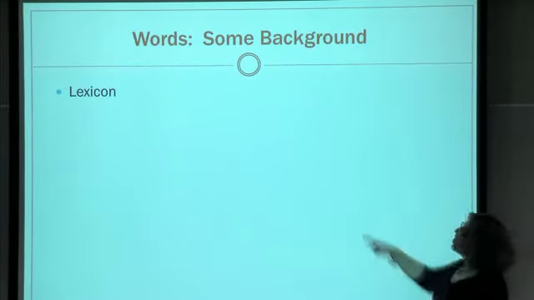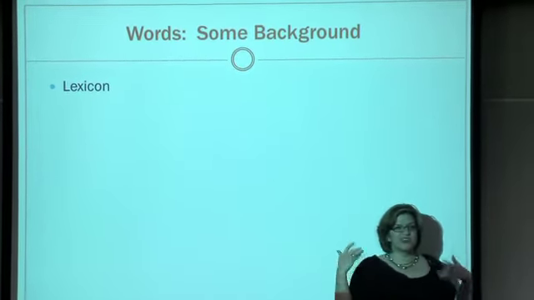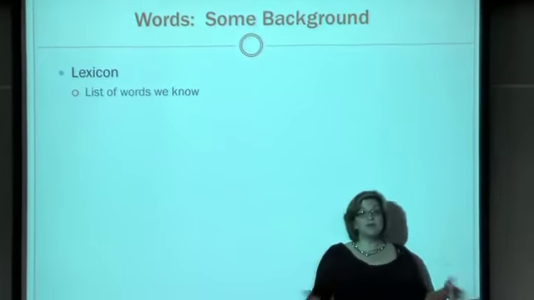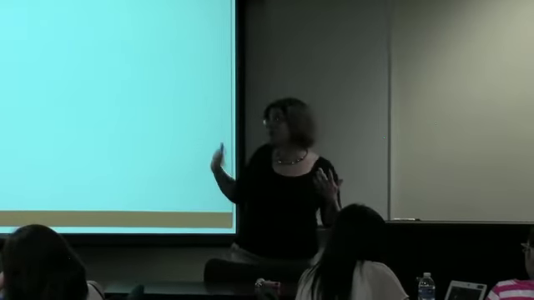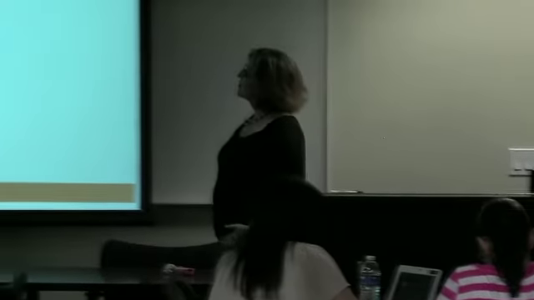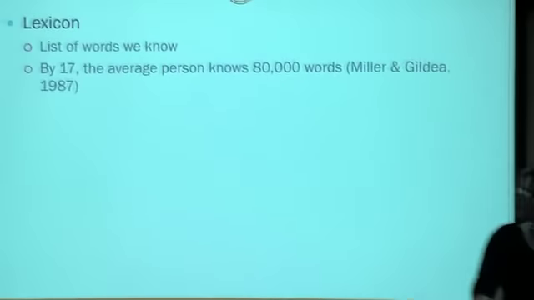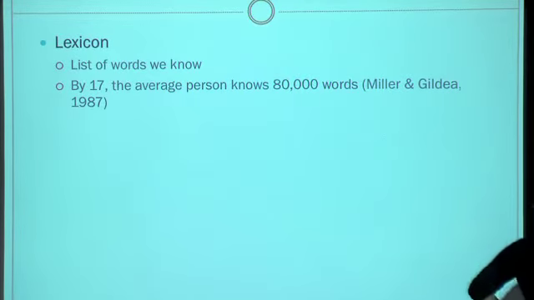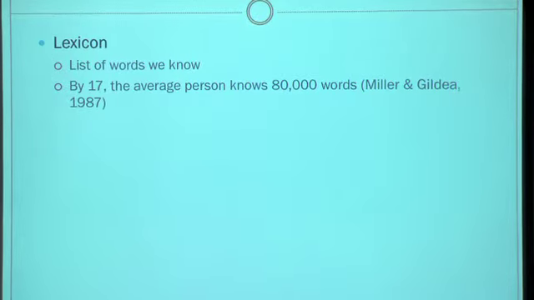So when we get to talking about words, we're going to just use some background vocabulary terminology. So a lexicon refers to the list of words that we know. We might not be able to define all of them, but we might be familiar with some of them. We might have heard of these words before. But a lexicon is a list of words that we know. And some of the estimates are that by age of 17, the average person knows 80,000 words. That's a lot of words.